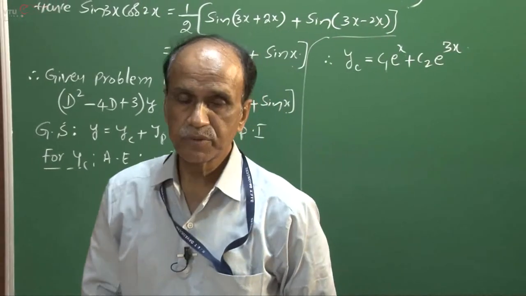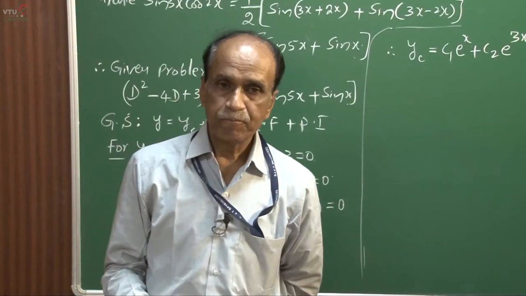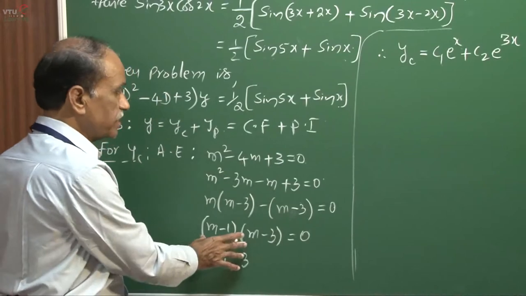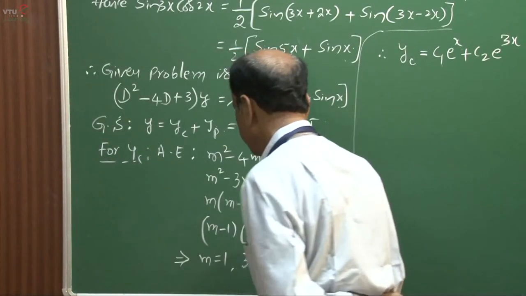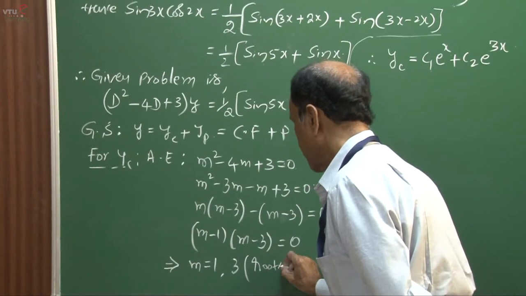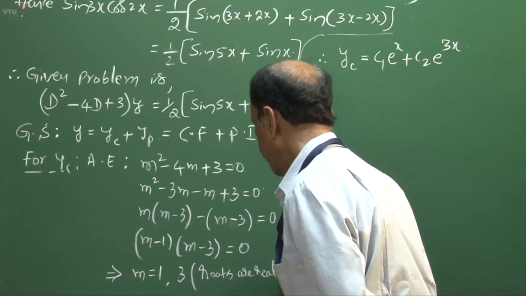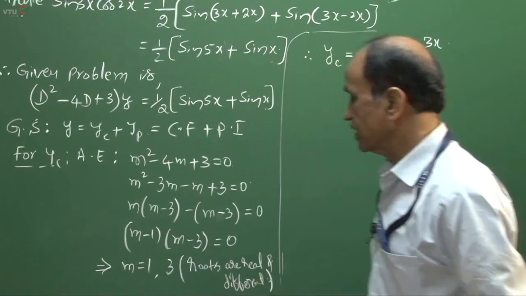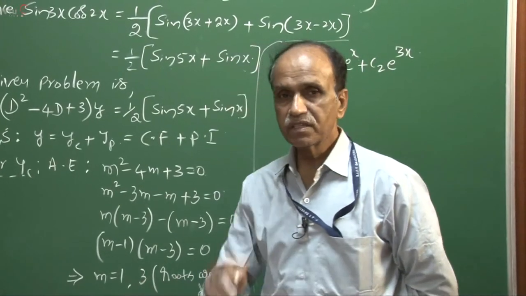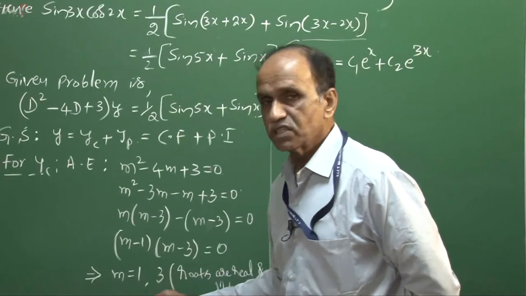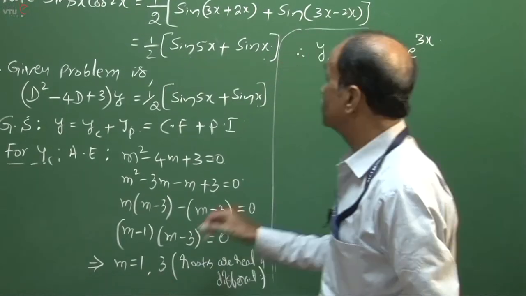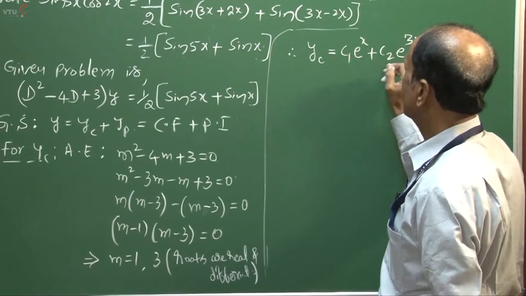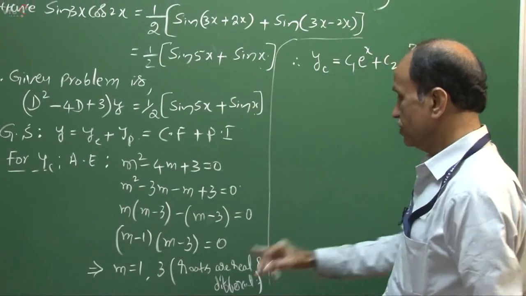Hope you are following this procedure, because right from the beginning we have been doing this, for homogeneous equations and for non-homogeneous equations: how to find the roots and what type of roots there are. Here, roots are real and different, meaning these numbers are in the real number system, not imaginary numbers. Real and different roots mean two different solutions, that is c1 y1 plus c2 y2, where y1 is e to the power x and y2 is e to the power 3x.